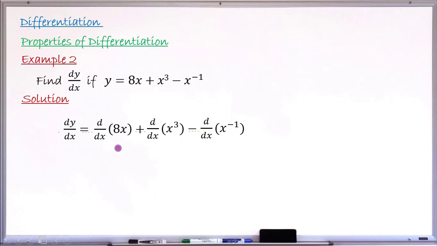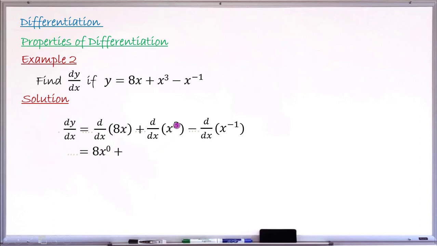So I'll continue. I'll now find the derivative of 8x. This x has power 1. So that 1 will now multiply 8 to get 8, and that 1 will now be reduced by 1, so it changes to 0. So I'm going to have, as the derivative of 8x, 8x raised to the power of 0.